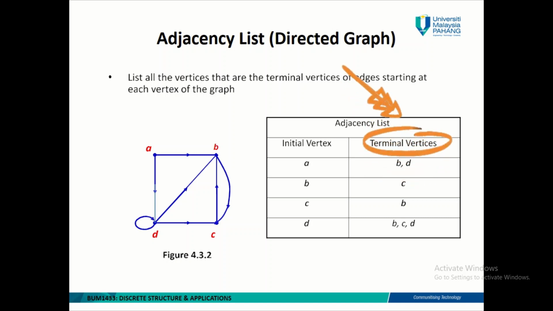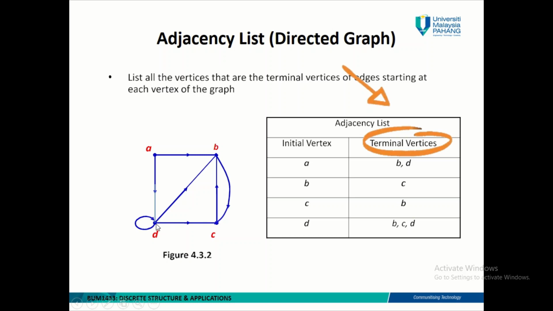So for the initial vertex, we can see here that we have 4 points A, B, C, D, and for the terminal vertices, we need to write down each vertex of the graph that is pointed to. Let's see, we have point A here. Point A is pointing toward point B and point D. That means that the terminal vertices for point A are B and D.